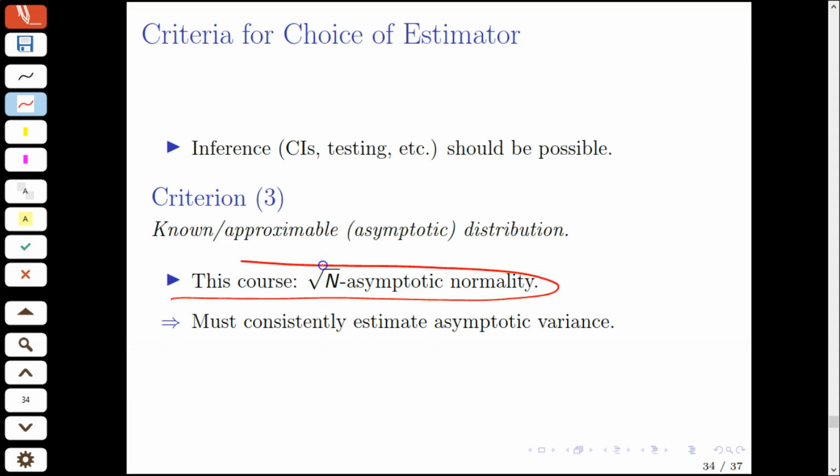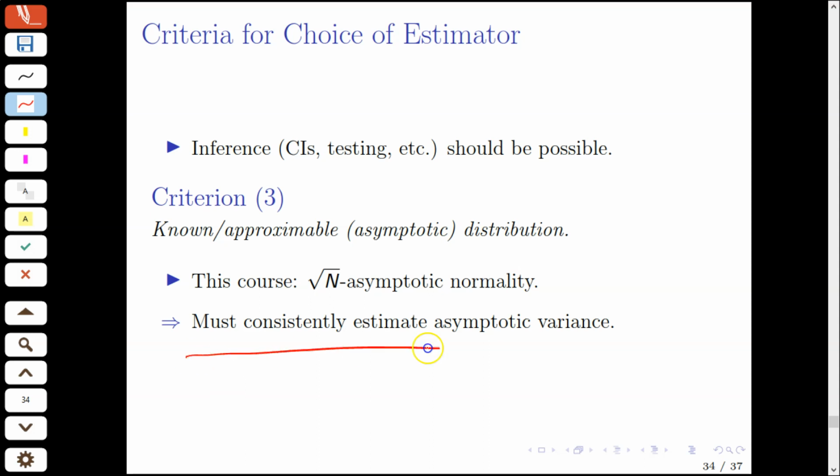In this course, we'll almost without exception only encounter estimators which are root-n asymptotically normal. So we know their family of distributions, and all we need in order to pin down their distributions is their variance. Hence, this criterion tells us that we must be able to come up with methods for consistently estimating the asymptotic variance.